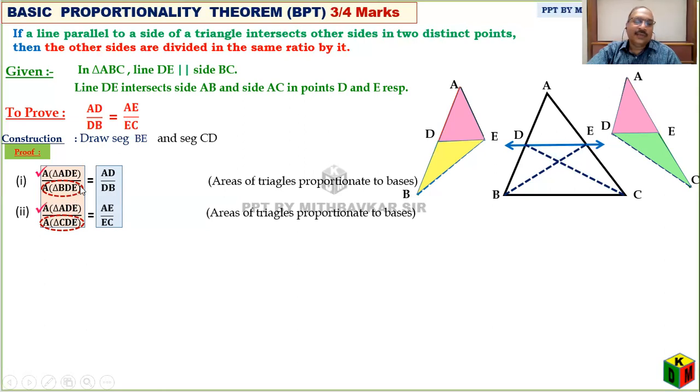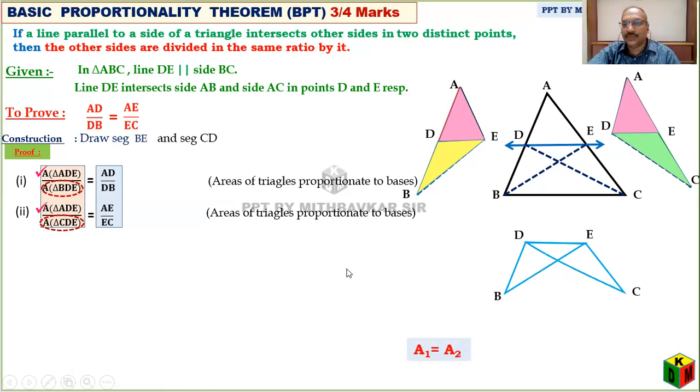Okay. Now, I'm separating those two triangles from original figure. Triangle BDE, next triangle CDE, correct? Now my job is to get their areas equal. When we get areas equal, fourth property, A1 is equal to A2, correct? Now, again, we have several situations where we get areas equal, okay? Recall this situation.